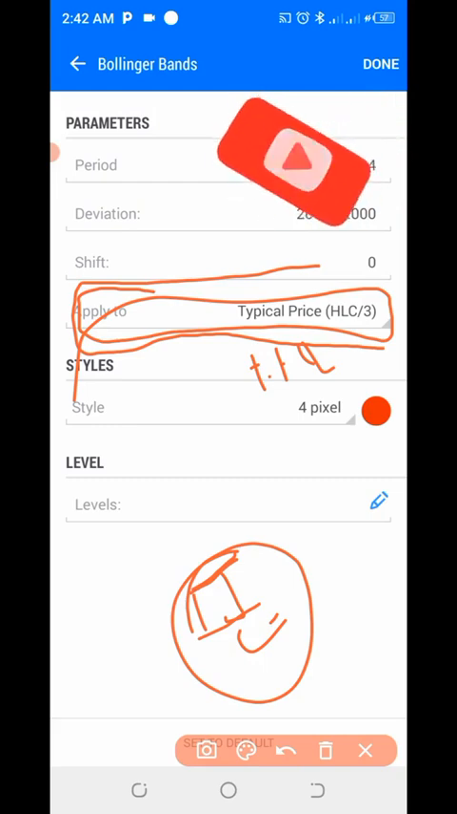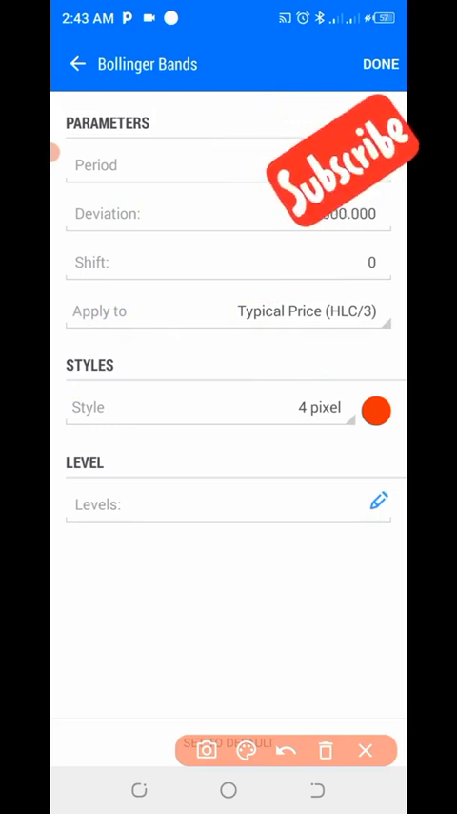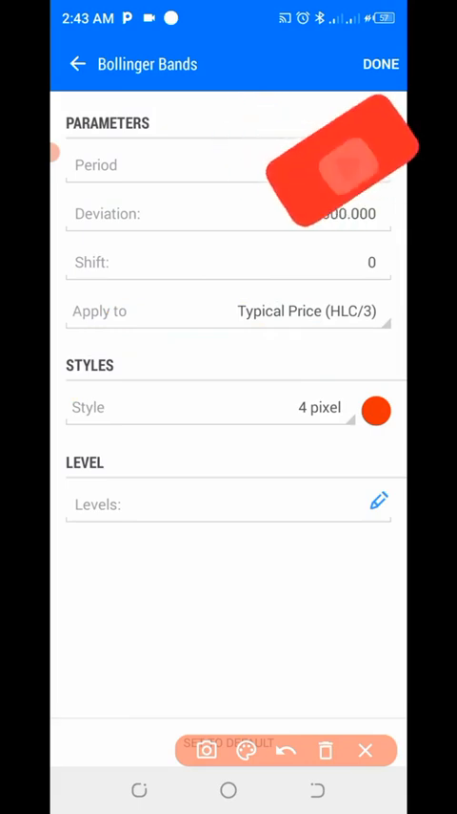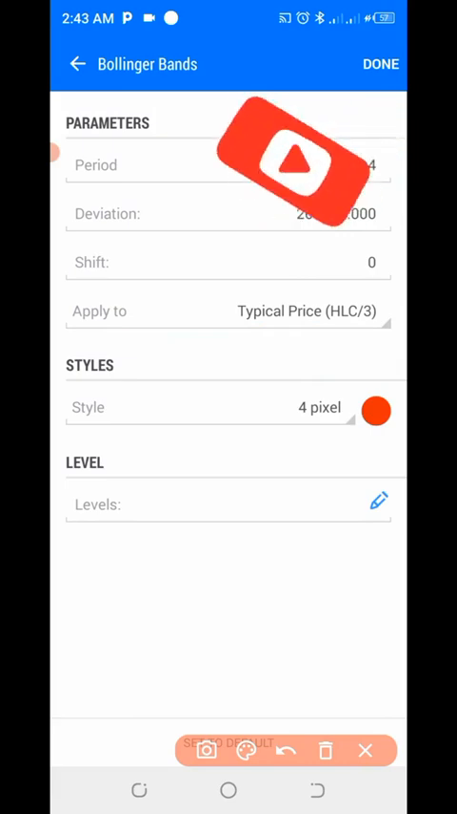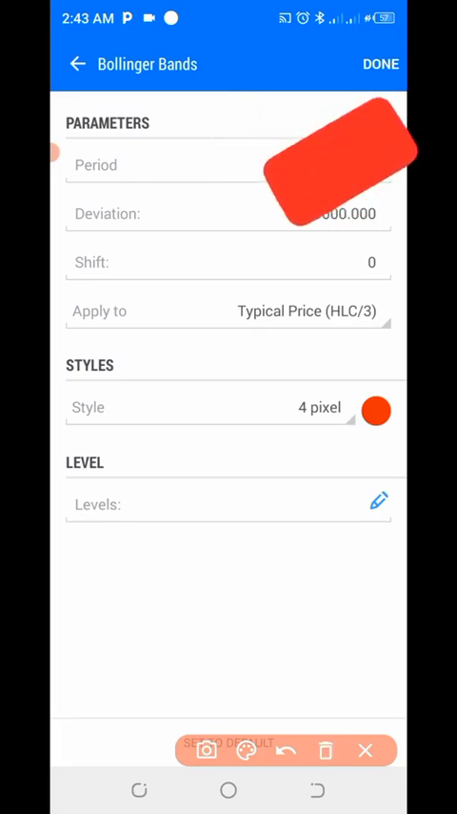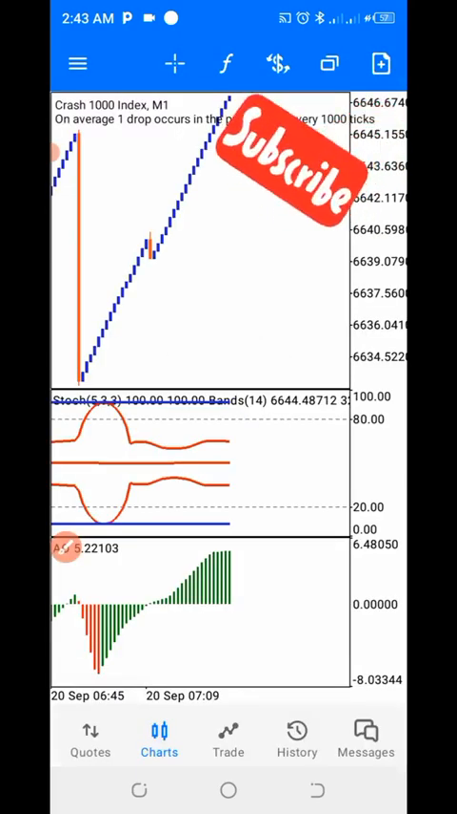Once you are done, you click on done. You can use any color of your choice for the style. Once you are done, you click on done.